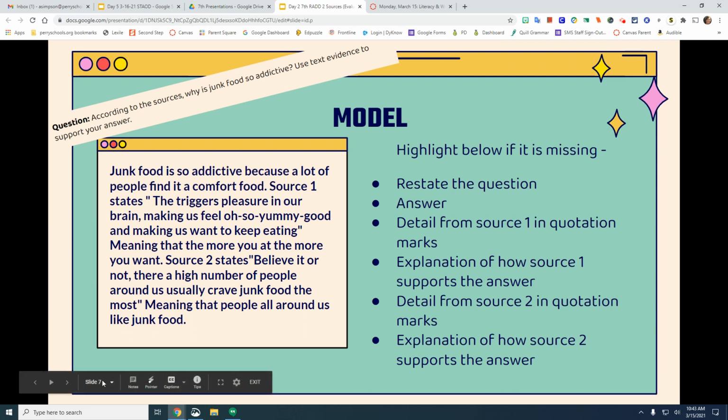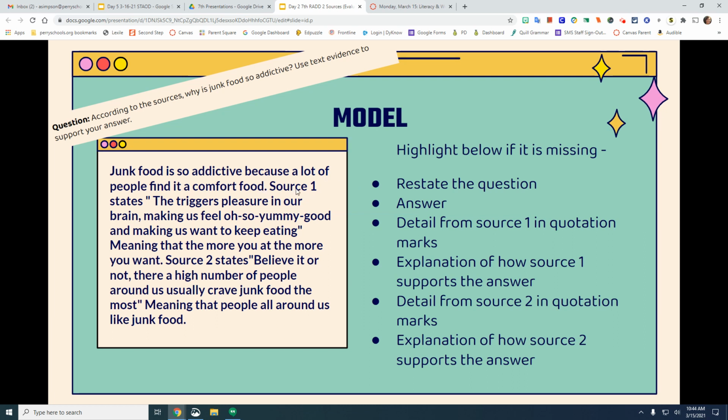Oh, I'll give you an example for the first one. So pause the video, read it, and then we'll go through it together. Okay, junk food is so addictive because a lot of people find it a comfort food. So do we have a restating the question? Yes, junk food is so addictive. An answer: because a lot of people find it a comfort food.